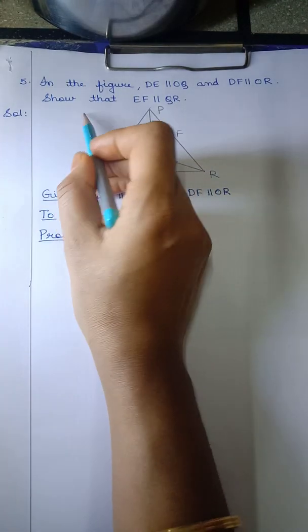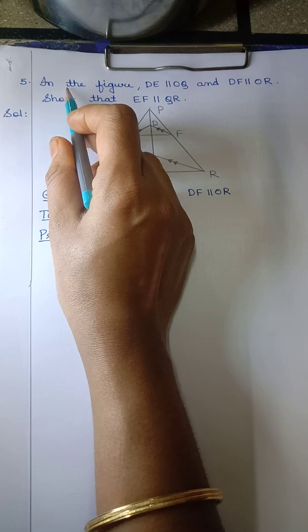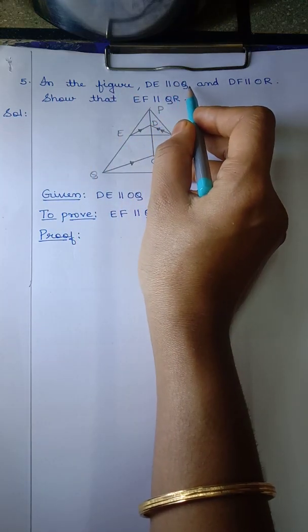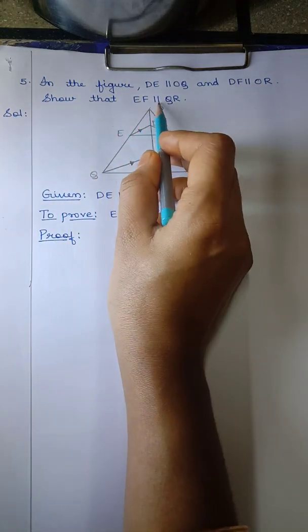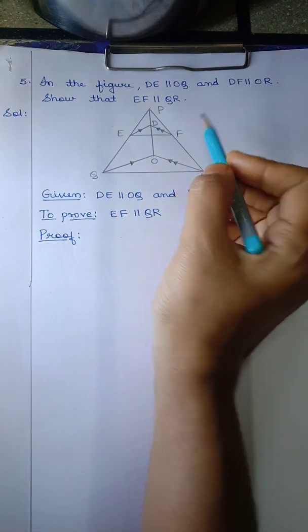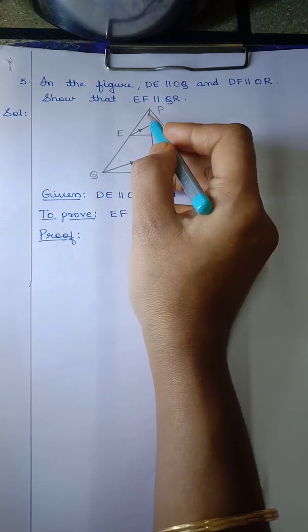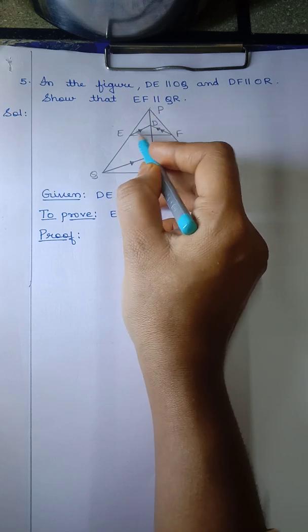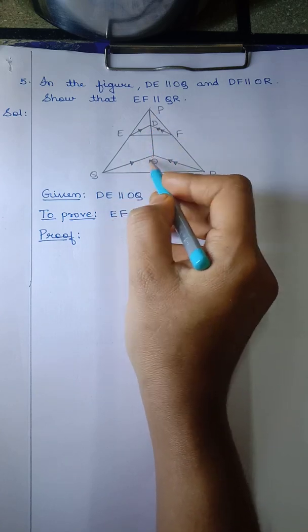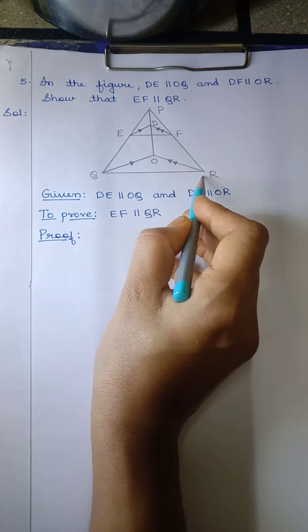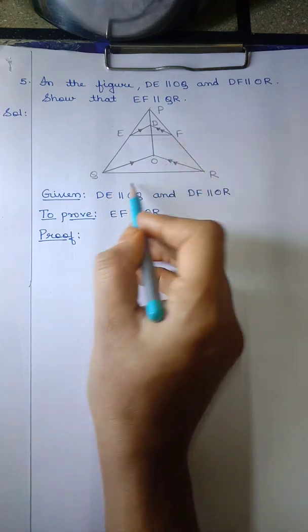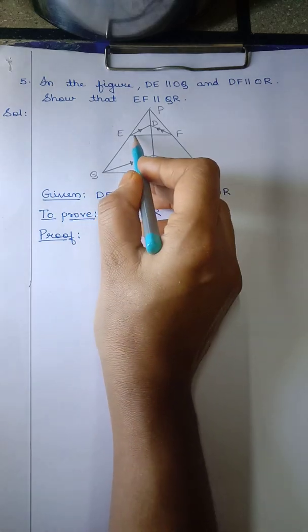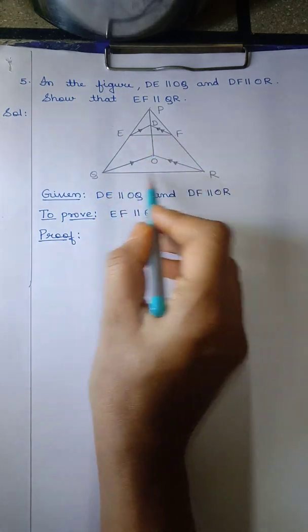Yes, now let's see the fifth question. So the fifth question is, in the figure DE is parallel to OQ and DF is parallel to OR. Show that EF is parallel to QR. So you can see the figure here. DE is parallel to OQ and DF is parallel to OR. You have to show that EF is parallel to QR. Okay, this EF line is parallel to QR you have to show.